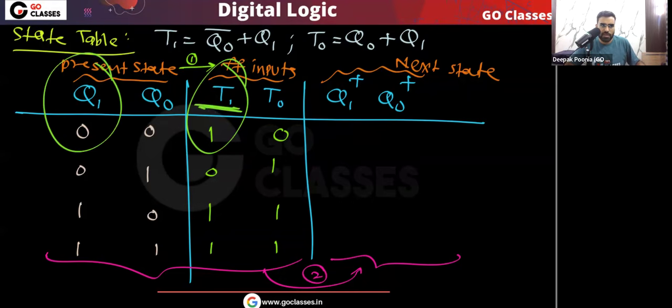In the T flip flop, if the T input is 1, that is the toggle combination, meaning the next state will be the complement of the present state. So when T equals 1, the next state is the complement of the present state. If the present state is 0, then the next state will be 1.